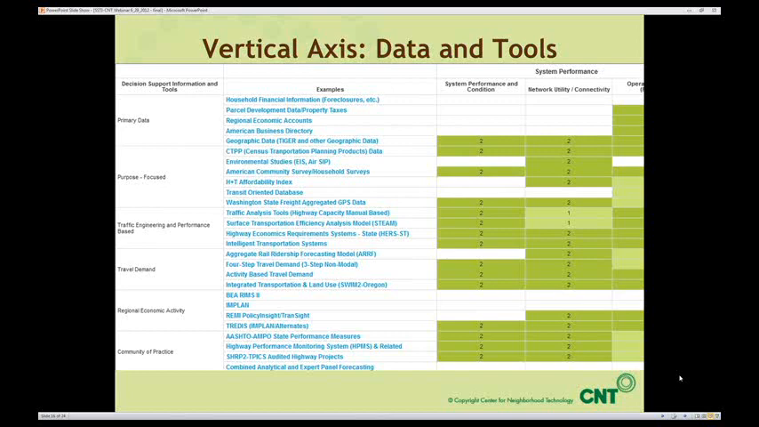The vertical axis on our scorecard really looks at a number of decision support tools or decision support information that you probably have encountered in a number of different areas. We have some primary data tools, basically things like household financial information, information that you might get out of business directories, geographic data, data to describe the networks. Again, there are primary data sources that we use throughout any transportation planning effort that help answer some very specific questions.